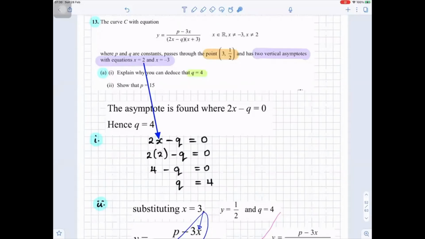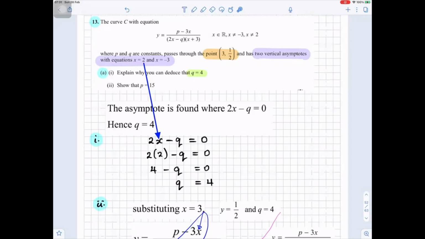Question number 13. The curve C with equation y equals (p minus 3x) over (2x minus q)(x plus 3), where p and q are constants, passes through the point (3, 0.5), and has two vertical asymptotes. Explain why you can deduce that q equals 4. The asymptote is found where 2x minus q equals 0. So 2x minus q equals 0, hence q is equal to 4.